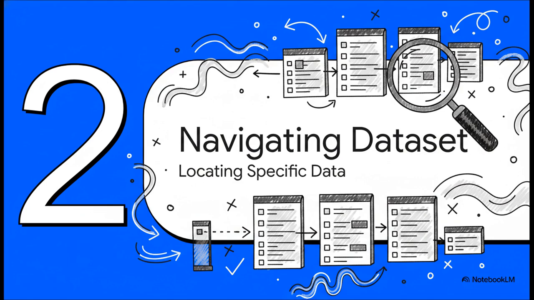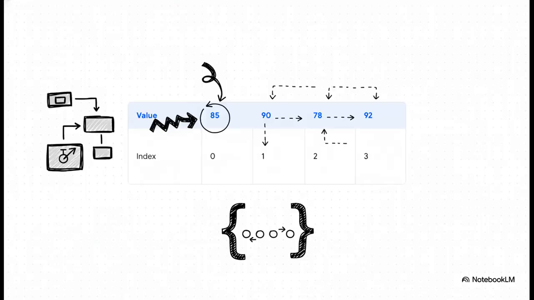Moving on to Section 2, Navigating your dataset, Locating specific data. Okay, so now that we have our dataset neatly packaged, an analyst actually needs to know how to extract the exact pieces of data they need. Take a look at these index values. Notice anything a little unusual? Yeah. Python starts counting at 0.